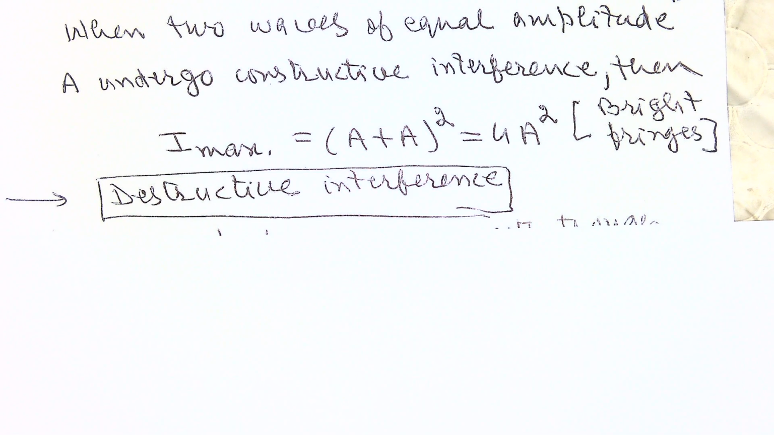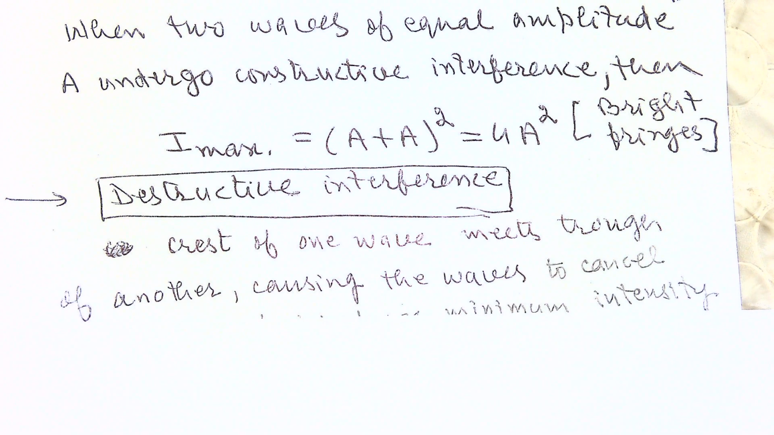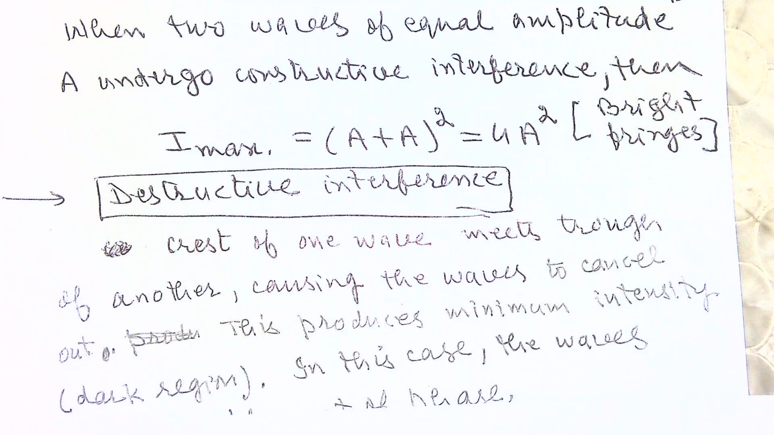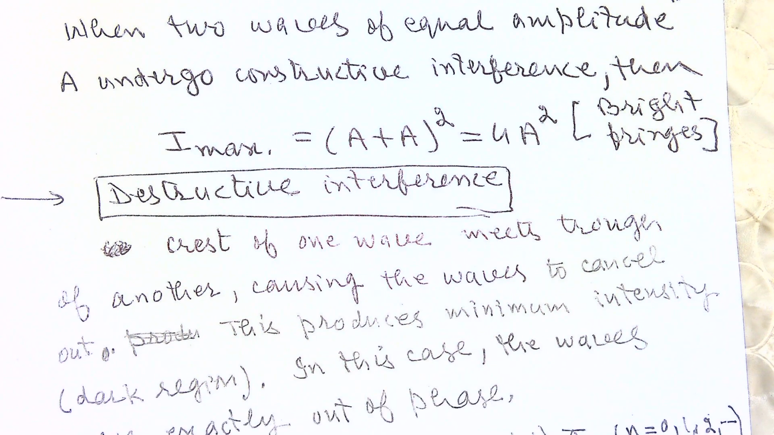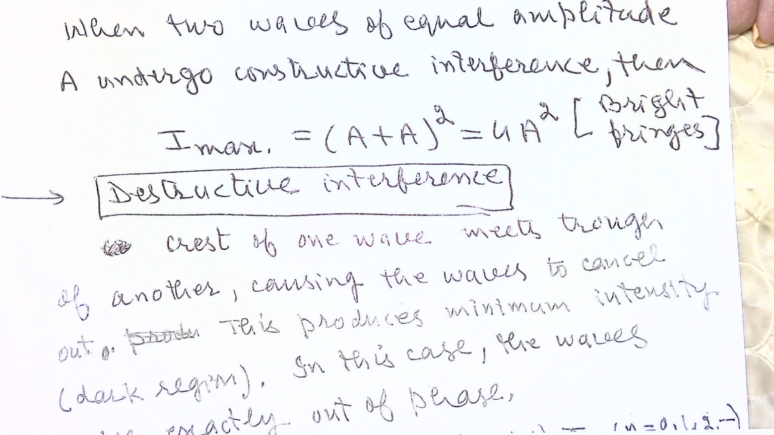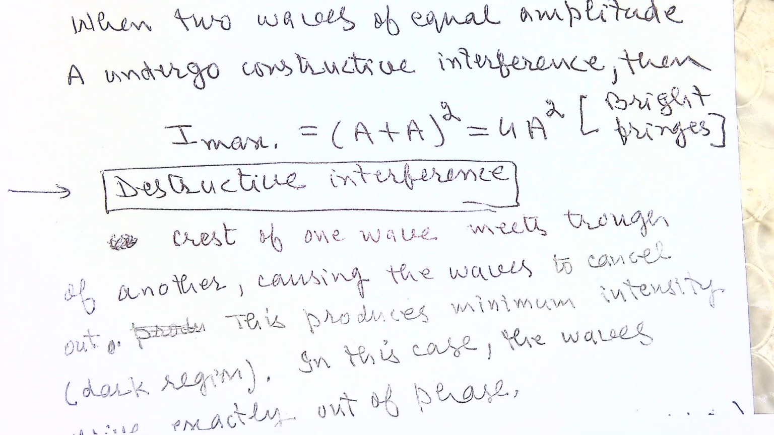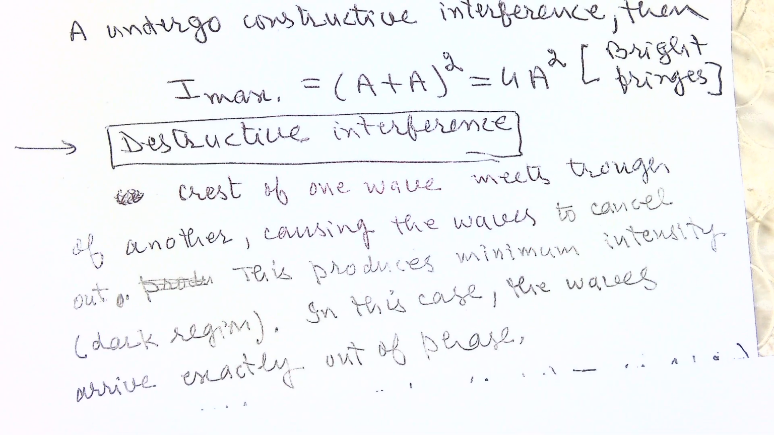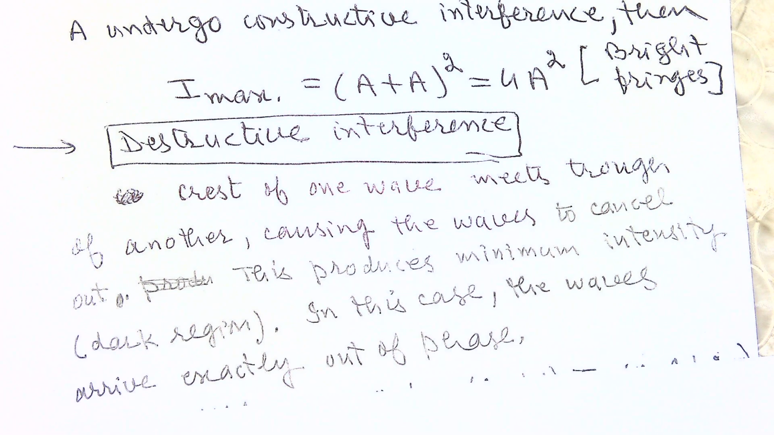Now let us go for destructive interference. In destructive interference, the crest of one wave meets a trough of another, causing the waves to cancel out. This produces minimum intensity, that is, it produces a dark region. In this case, the waves arrive exactly out of phase. Please understand, in constructive interference they were arriving in phase, now they are arriving exactly out of phase.